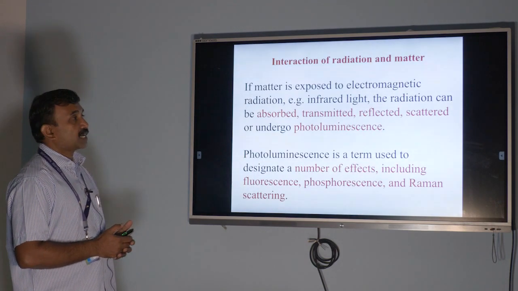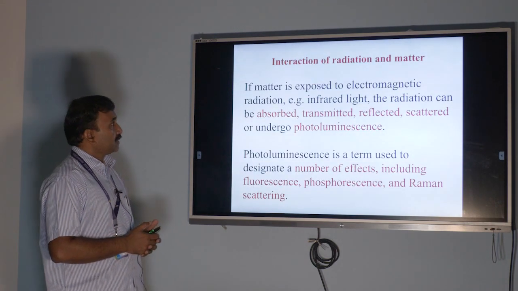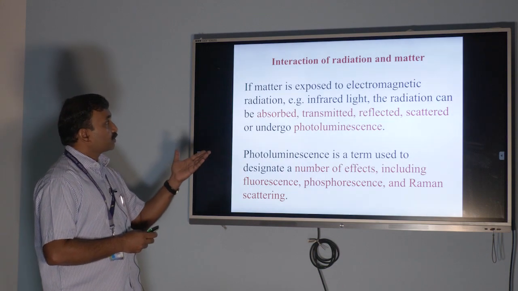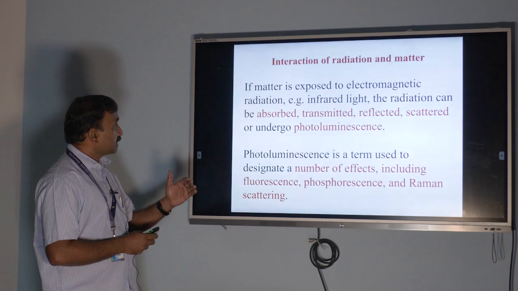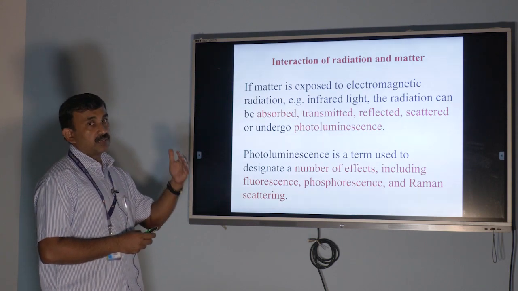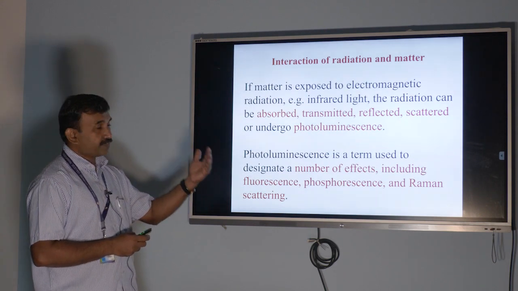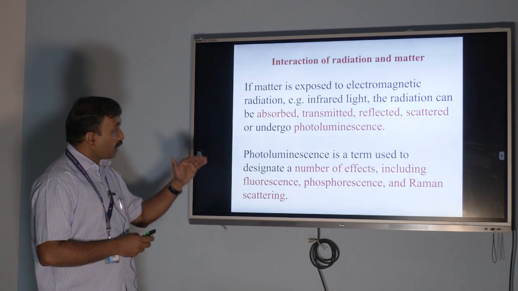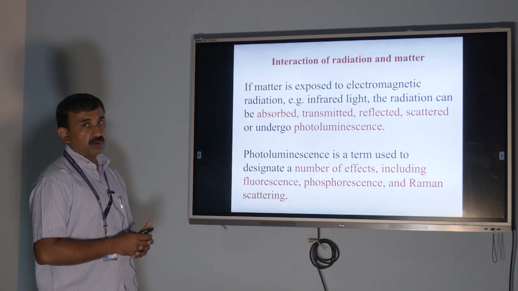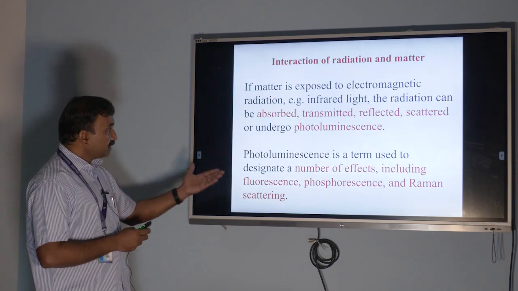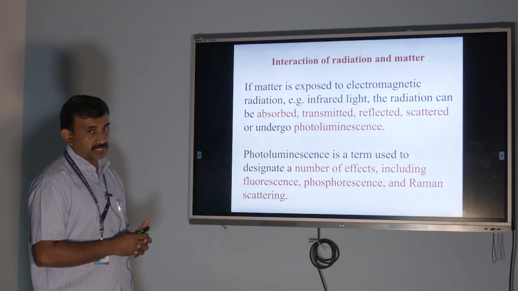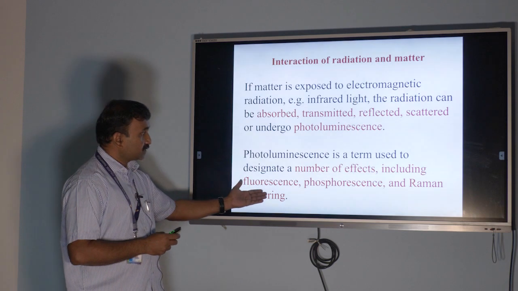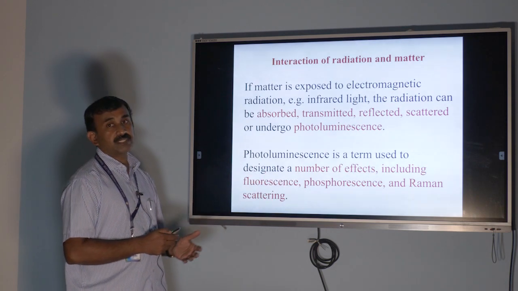Now, coming to the interaction of radiation and matter. If matter is exposed to electromagnetic radiation, for example, infrared light, the radiation can be absorbed, transmitted, reflected, scattered, or undergo photoluminescence. What is photoluminescence? It is the term used to designate a number of effects: fluorescence, phosphorescence and Raman scattering.